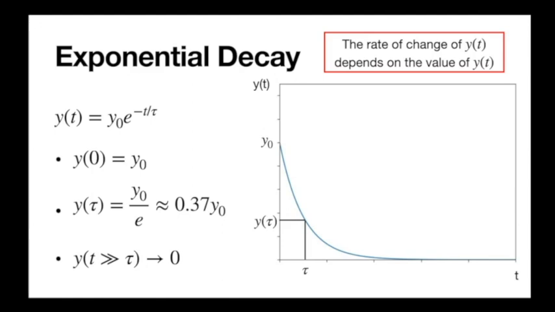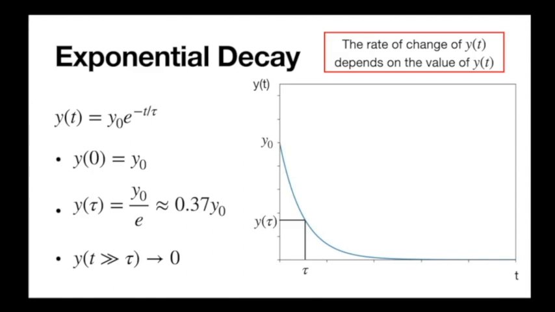So what that's telling us about this value tau, and also about the shape of the function, is that after tau amount of time, after the time constant has elapsed, we've decayed to about a third, or really 1 over e, of our initial value. So it's a quick initial drop. Exponential decay has quick change in the beginning.